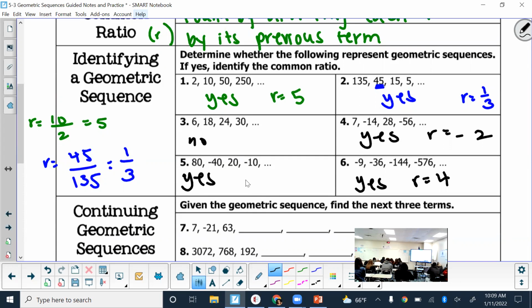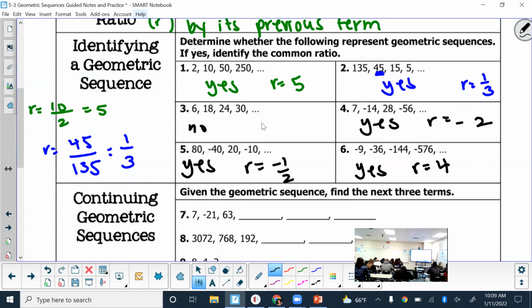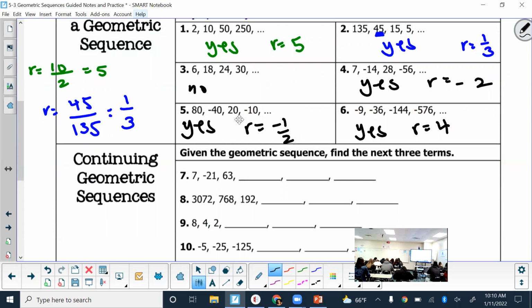All right, is number 5 a geometric sequence? Yes, and what is the common ratio? Negative 1/2 is correct. Negative 0.5 is fine because it's a decimal that ends, so that works too. But fractions are usually better to use. And that's what you'd be multiplying by each time.